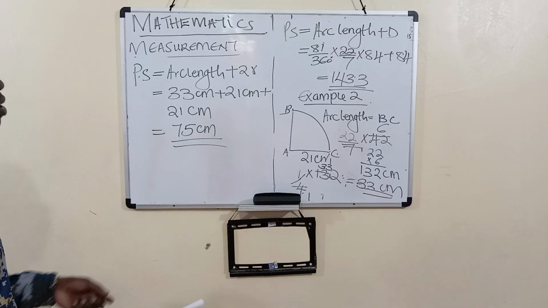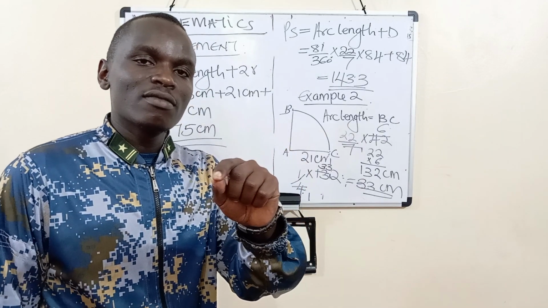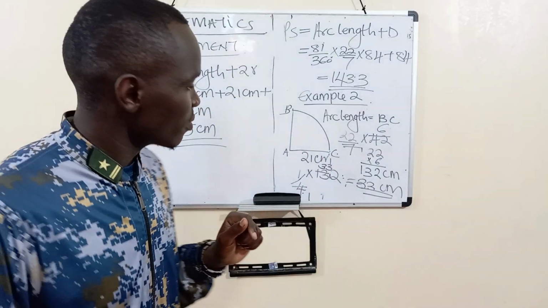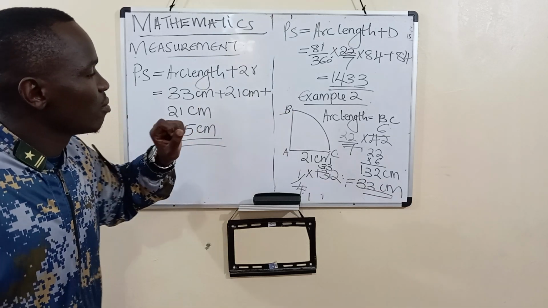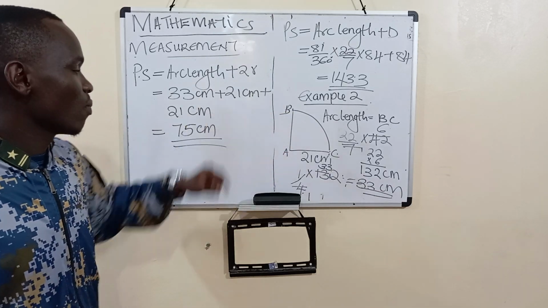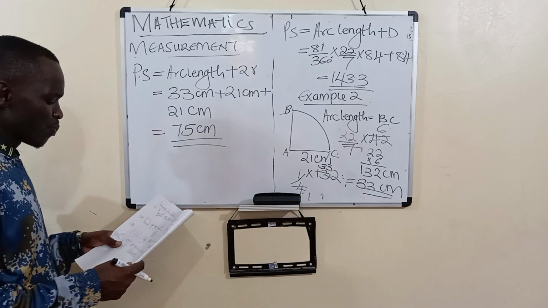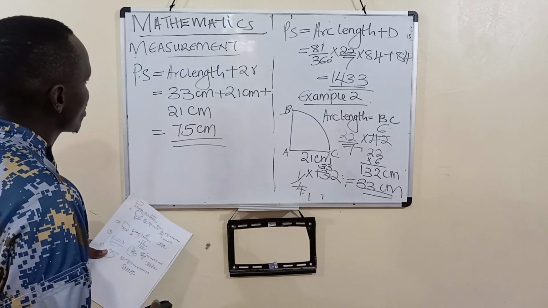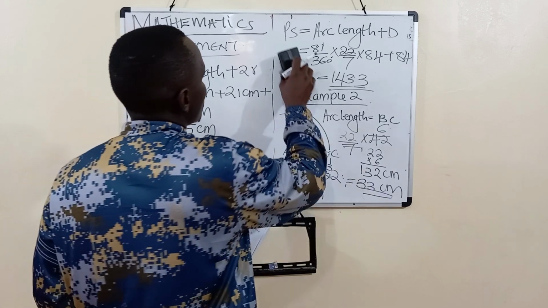So we agreed that an arc is a fraction of the circumference. The fraction here is given by a quarter, because this one is a quarter circle. So that is how we obtain the arc length. Then again, we have another example, the third and the last example in this section. We have example 3.